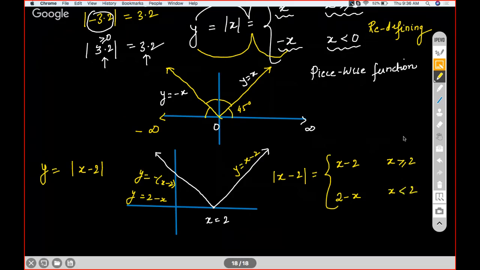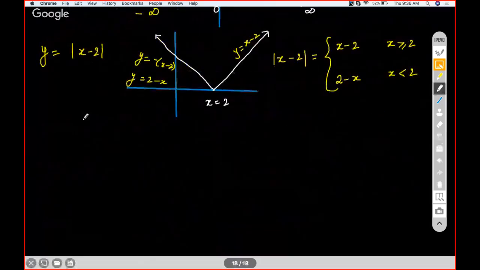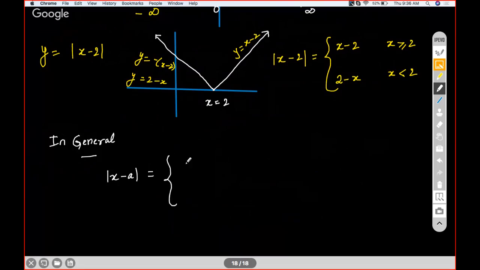In general, mod of x minus a is redefined as x minus a when x is greater than or equal to a, and a minus x when x is less than a.